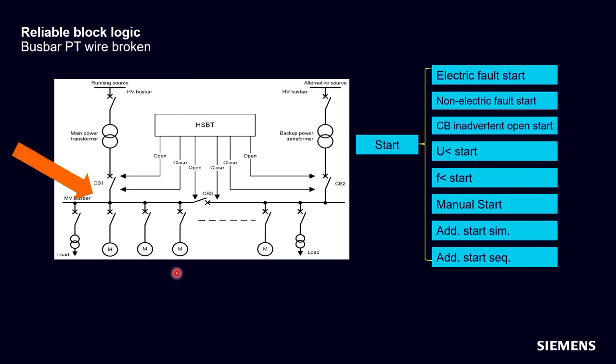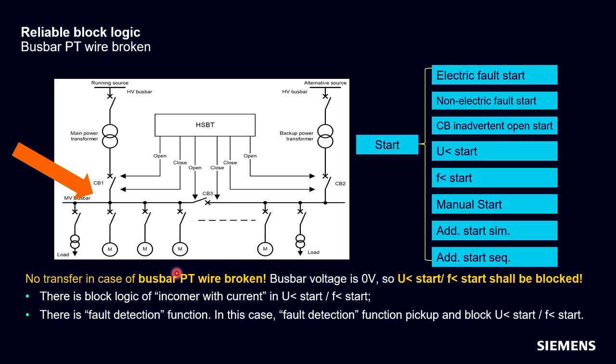So if we have, for example, a problem with the VT connection, that the VT or PT is broken, we have a broken wire, and we lose the voltage signal, then we have also a busbar voltage which is directly going to zero. And for that, of course, we also need to block the HSBT functionality. And this blocking logic and the failure detection of our functionality is detecting this, and is blocking both criteria so that we do not initiate a transfer from one feed to the other feed.